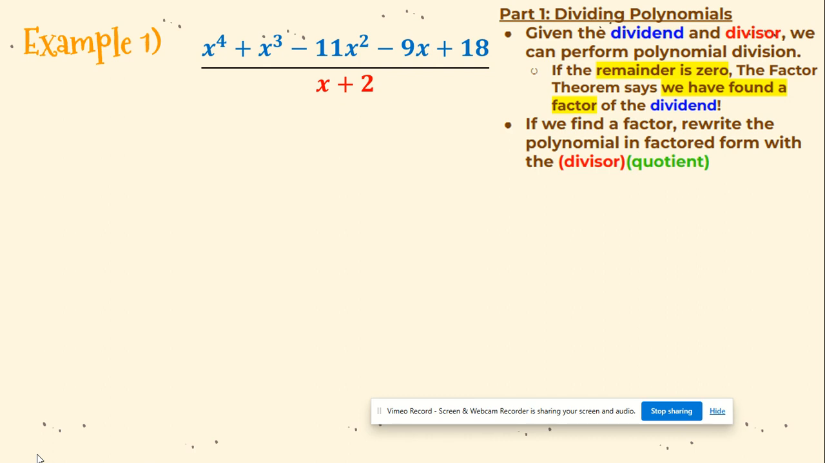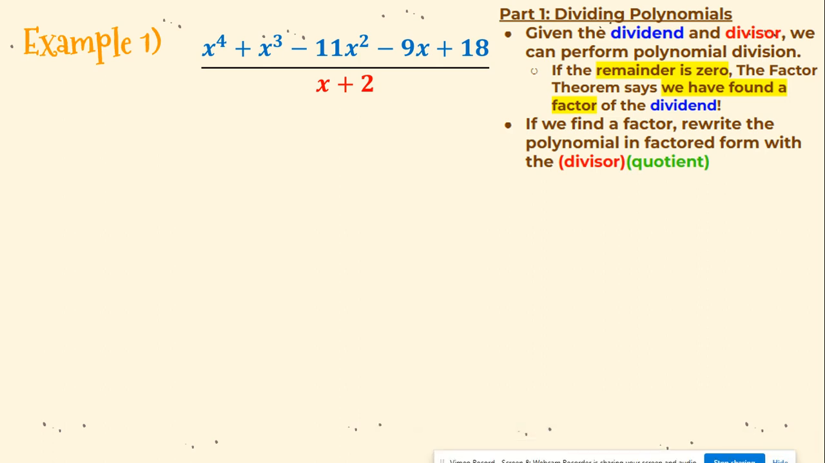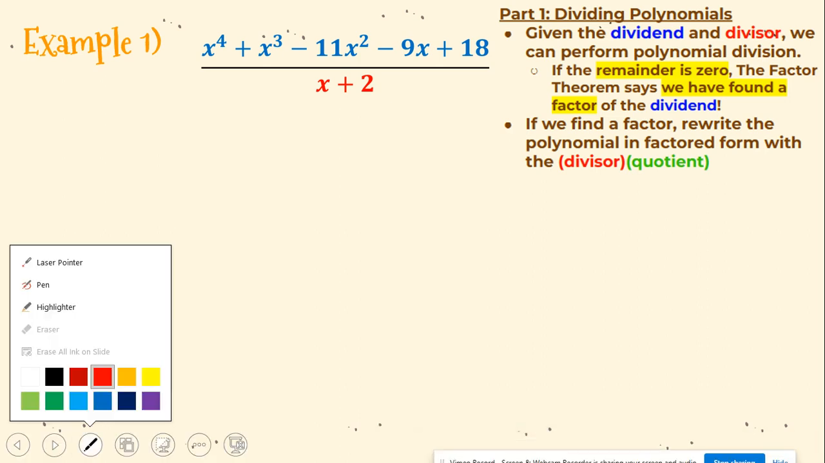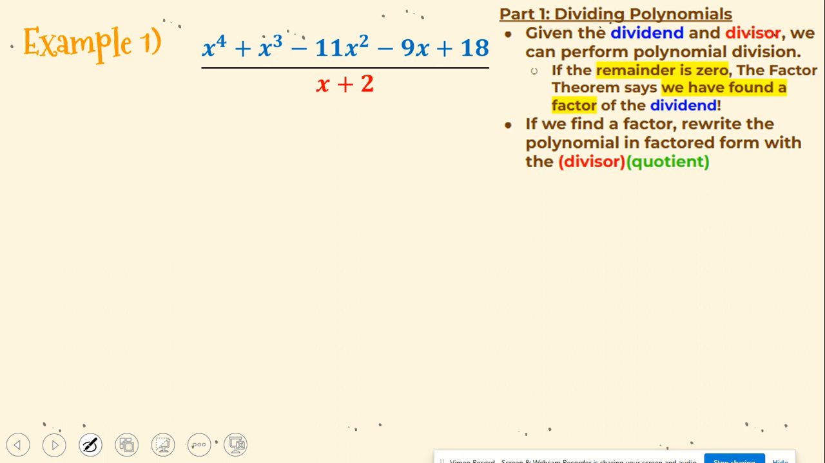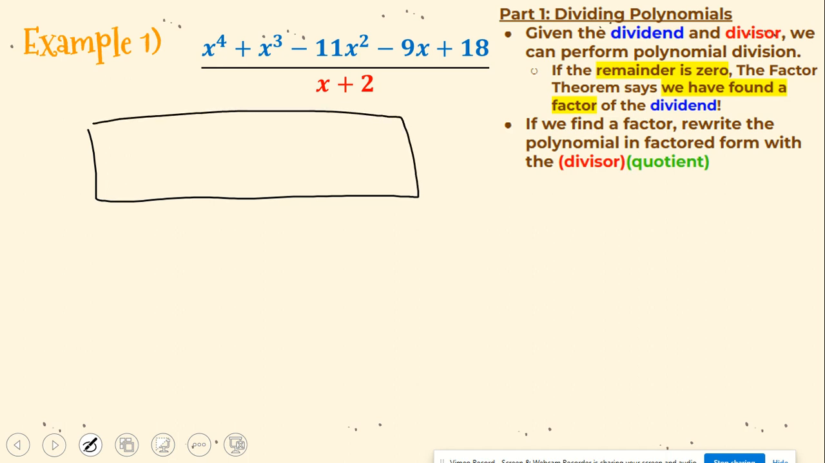So first things first, we got to start with dividing polynomials. And if we're going to start with dividing polynomials, we're going to use the strategy that we just went over, which was the box method. More of a rectangle, but start off with your box. Since our dividend has 1, 2, 3, 4, 5 terms, I need to make sure it has 5 columns like so. And we're going to split our box in half using the divisor x plus 2.